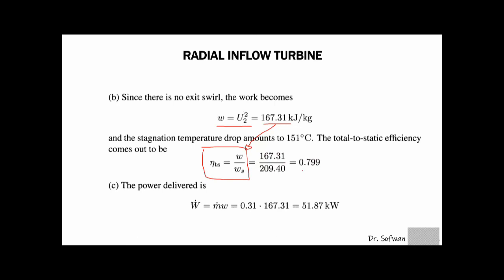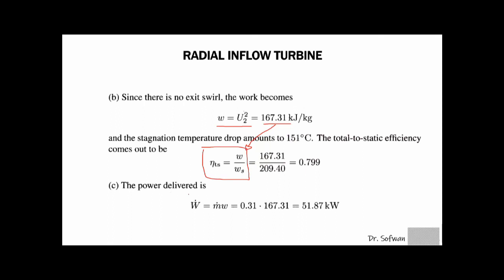79.9% of the input energy is useful. Only about 21% of the input energy is lost. Okay, this is a quite efficient turbine.